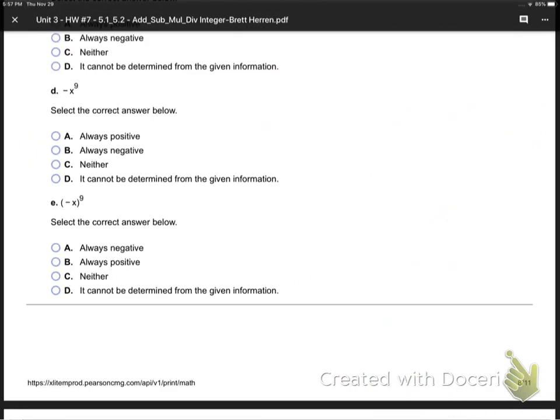So here's D, negative x to the ninth. So what does that mean? That's negative, and then there's 9 x's: 3, 4, 5, 6, 7, 8, 9. It's just one negative, though. Just one negative, 9 x's. So what is that? Well, it cannot be determined. Why not? Well, because it depends.